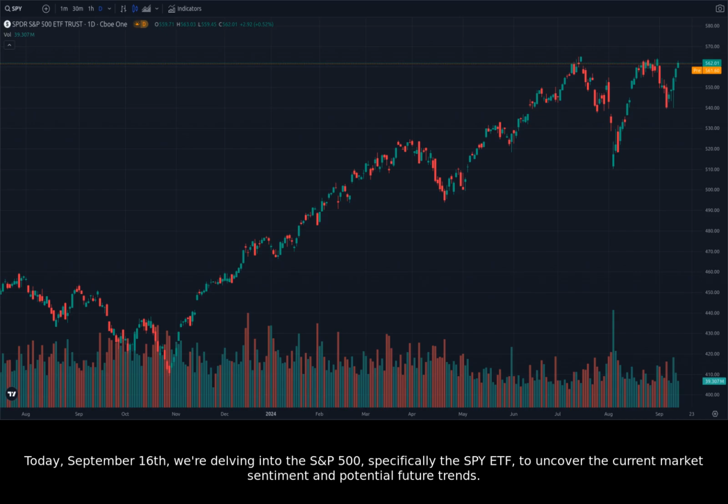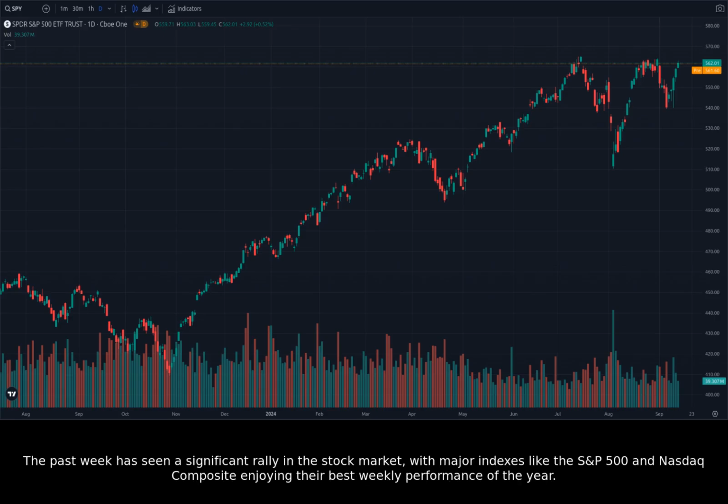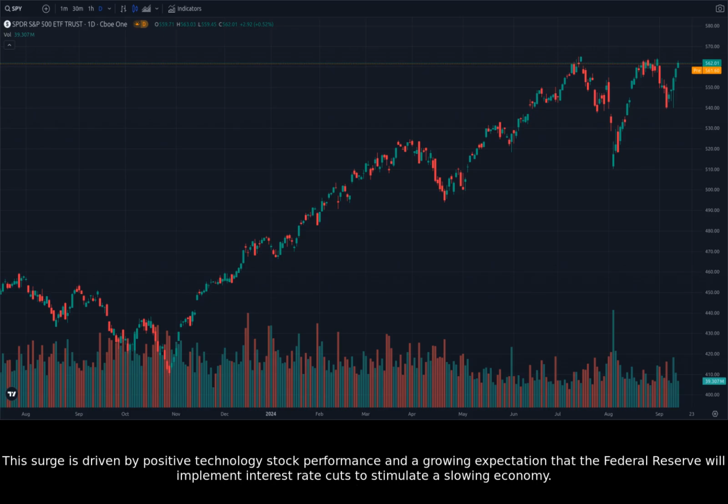Today, September 16th, we're delving into the S&P 500, specifically the SPY ETF, to uncover the current market sentiment and potential future trends. The past week has seen a significant rally in the stock market, with major indexes like the S&P 500 and Nasdaq Composite enjoying their best weekly performance of the year. This surge is driven by positive technology stock performance and a growing expectation that the Federal Reserve will implement interest rate cuts to stimulate a slowing economy.